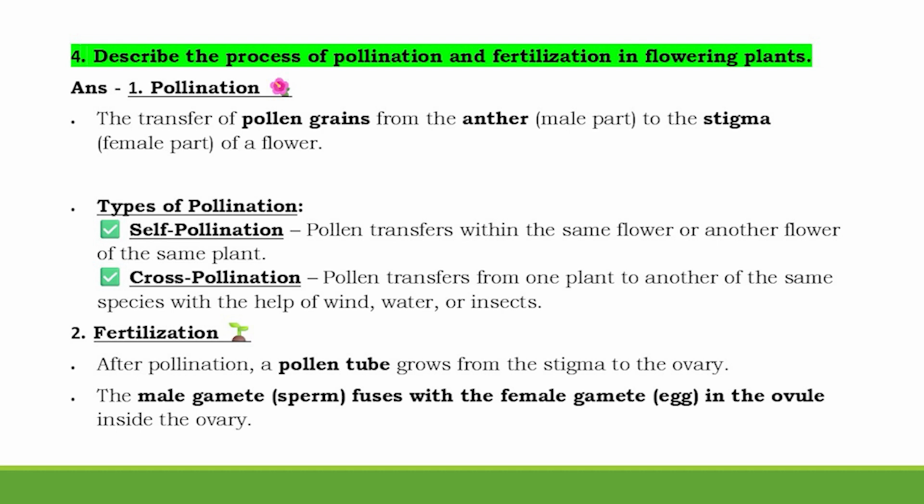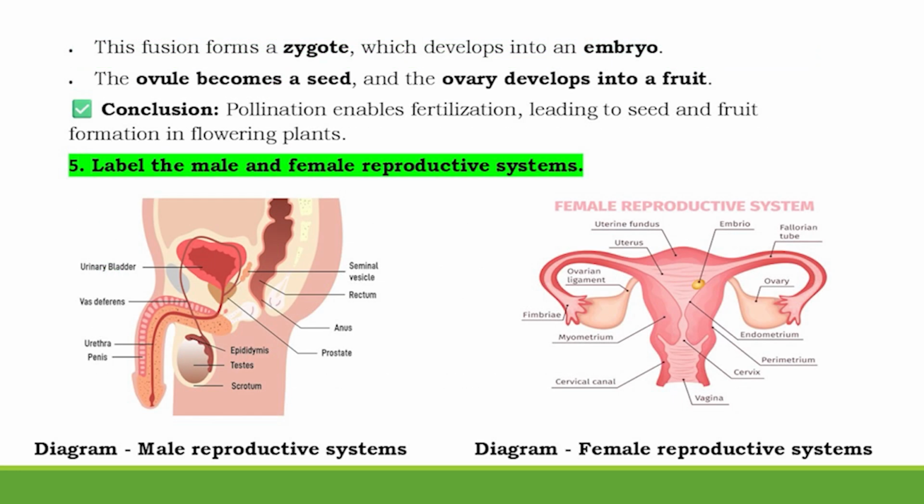2. Fertilization. After pollination, a pollen tube grows from the stigma to the ovary. The male gamete, sperm, fuses with the female gamete, egg, in the ovule inside the ovary. This fusion forms a zygote, which develops into an embryo. The ovule becomes a seed, and the ovary develops into a fruit. Conclusion: pollination enables fertilization, leading to seed and fruit formation in flowering plants.